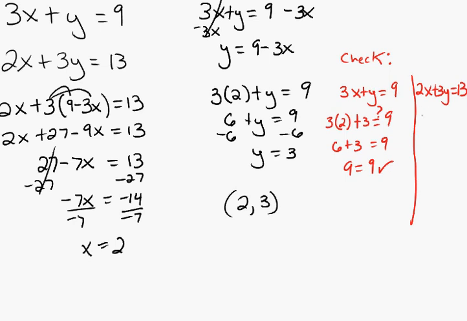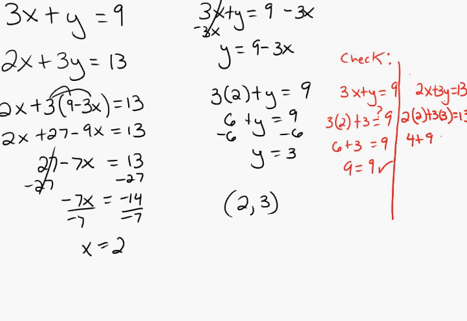For the other equation, I'm going to substitute again. Where there's an x, I'm going to put a 2. Where there's a y, I'm going to substitute a 3. So I'm going to have 2 times 2 plus 3 times 3. I'm checking to see, does that equal 13? 2 times 2 is 4, and 3 times 3 is 9, and 4 plus 9 does equal 13. So it is a solution for both. So I know that is our answer, the ordered pair 2, 3.